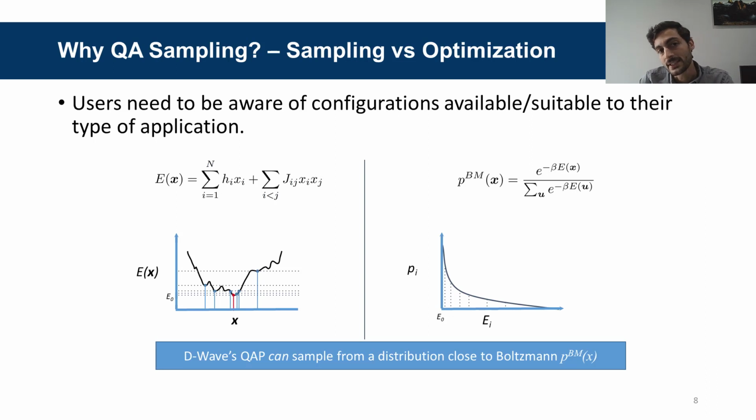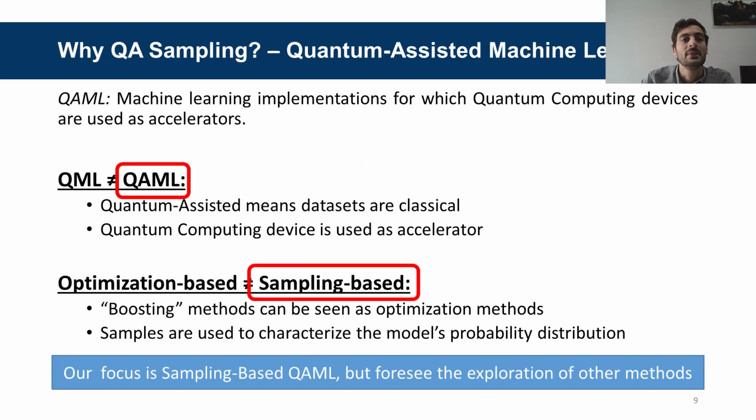The reason we're interested in using the D-Wave machine as a sampler is because of its application to quantum-assisted machine learning applications. And just take a moment here to separate the idea of quantum machine learning from quantum-assisted machine learning, so QML against QAML, making the distinction that QAML works on classical data sets, meaning the device is used as an accelerator of an overall classical algorithm.